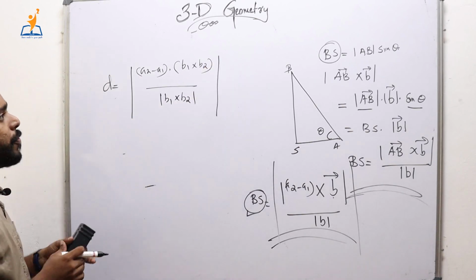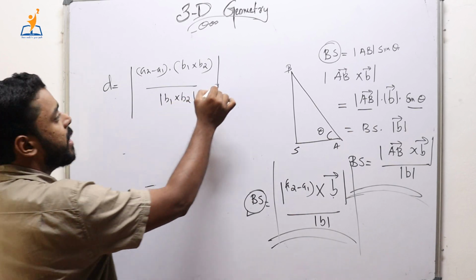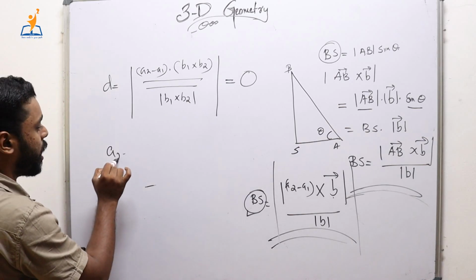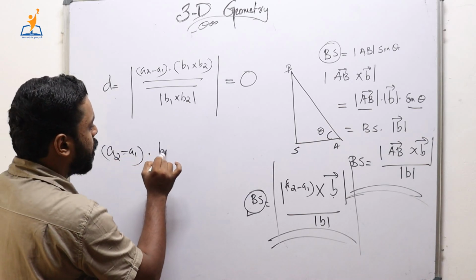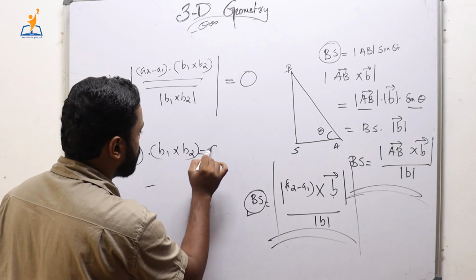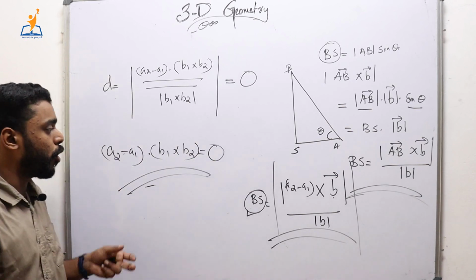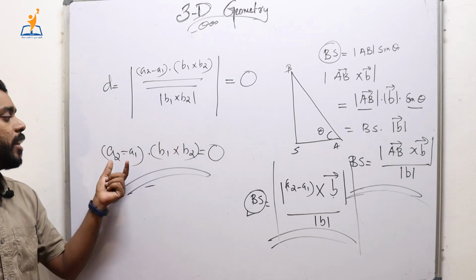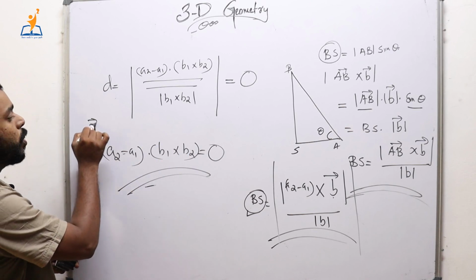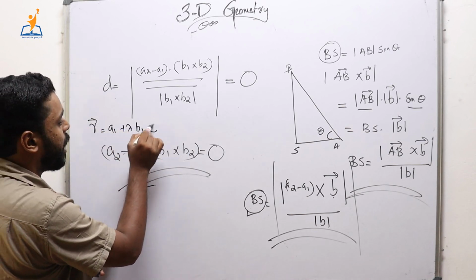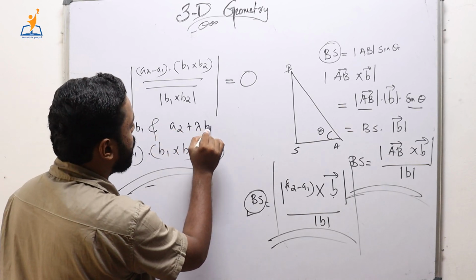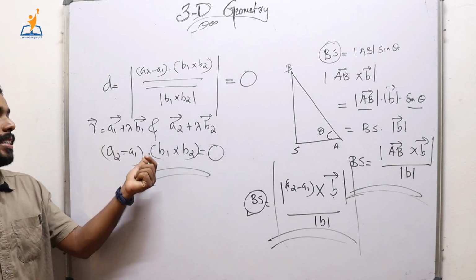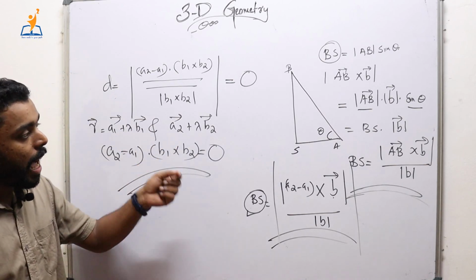Now see, if the lines are intersecting, then this shortest distance must be equal to 0, which means that the numerator must be equal to 0. That means A2 minus A1 dot B1 cross B2 must be equal to 0, which is the condition for the lines to be intersecting. So where the lines are R equal to A1 plus lambda B1 and A2 plus lambda B2, the lines are said to be intersecting only if A2 minus A1 dot B1 cross B2 is equal to 0.